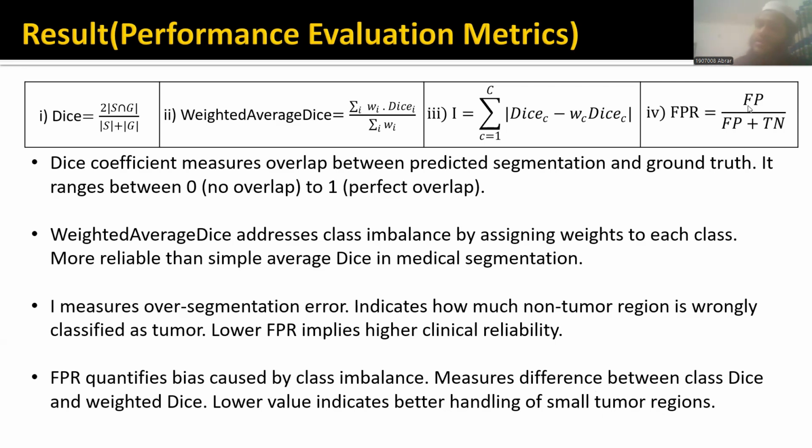And then comes the FPR, where FP is the false positive and TN is the true negative, which measures oversegmentation error. It indicates how much non-tumor region is wrongly classified as tumor. Lower FPR implies higher clinical reliability.